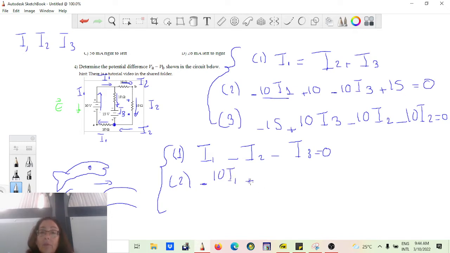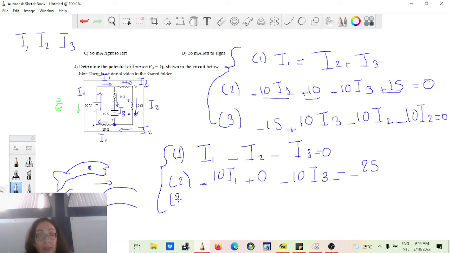I2 I don't have, so I put a plus 0. And I3 I have, so minus I3. And I'm going to put the 15 on the other side. I have a 15 and a 10, so 15 plus 10 is 25. On the other side, it's going to be minus 25.